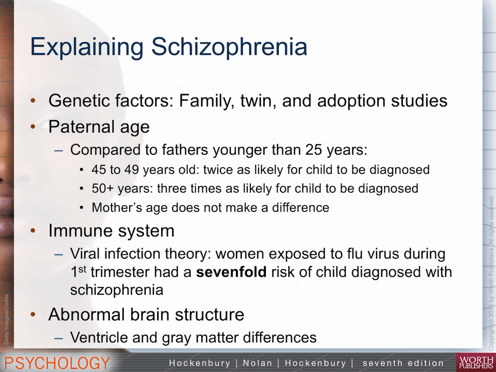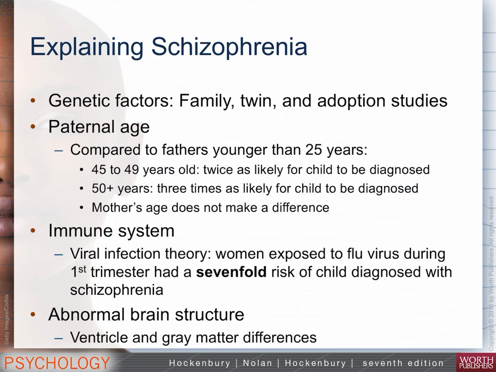So the schizophrenia rate, compared with people who have fathers younger than 25 years, it turns out that the fathers who are between 45 to 49 years old are actually twice as likely to have a child with schizophrenia. And if the father is 50 years or older, the rate is actually 3 times as likely for a child to be born with schizophrenia.